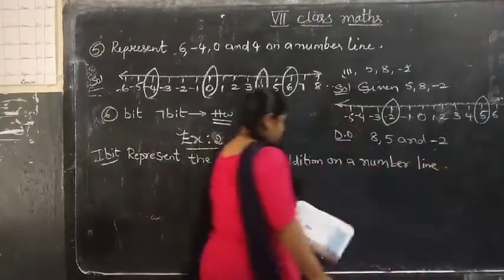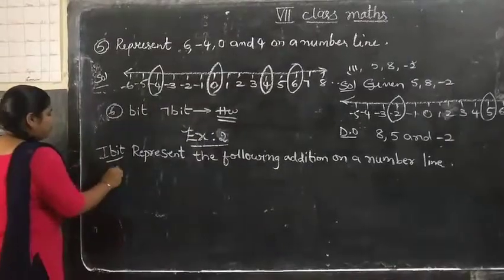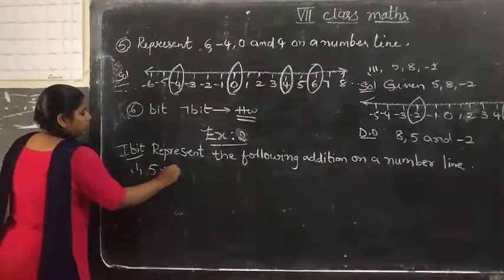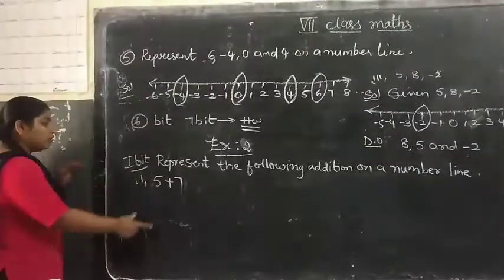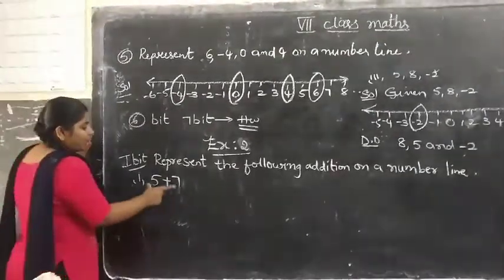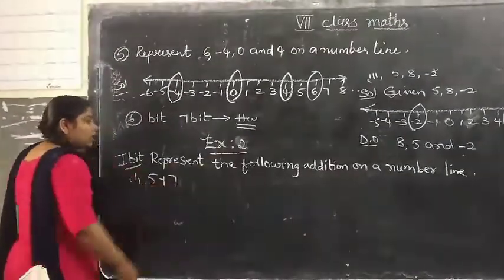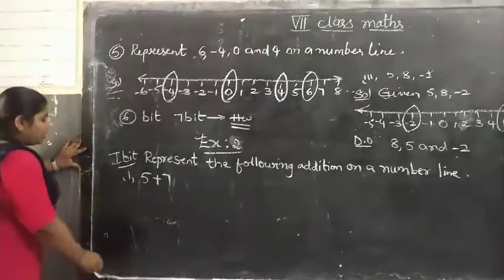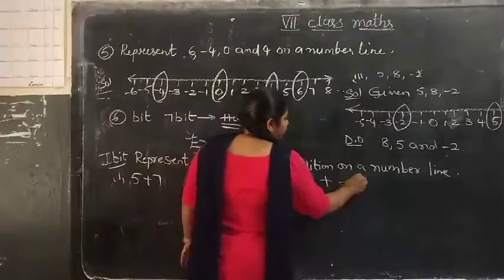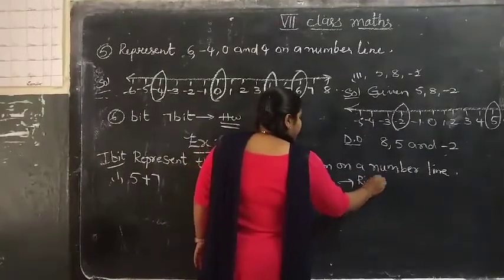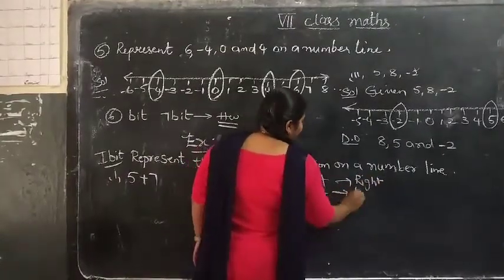So what is the first bit in this? 5 plus 7. Two integers they have given. 5 is an integer, 7 is also an integer. So we have to add this 5 plus 7 on a number line. Before going into that, I already told you that if it is a positive number, we have to move to the right side, and if it is a negative number, we have to move to the left side.